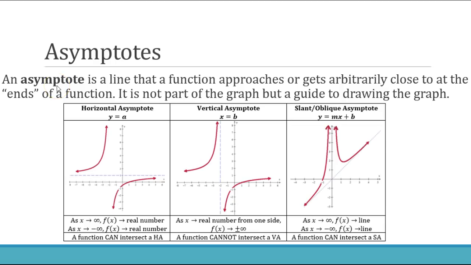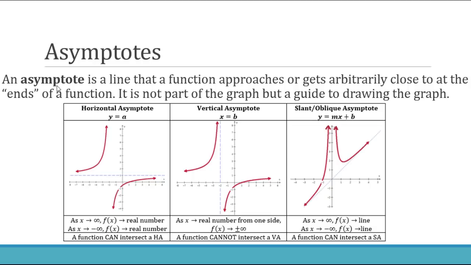Let's take a closer look at asymptotes now. An asymptote is a line that a function approaches, or gets arbitrarily close to, at the ends of a function. So it's not actually part of the graph, but it's a guide to drawing the graph. And we have 3 different kinds of asymptotes. Horizontal asymptotes are of the form y equals a. We can see that it's sketched as a dotted line because it's not part of the function. It's just a guide to help us draw the function.